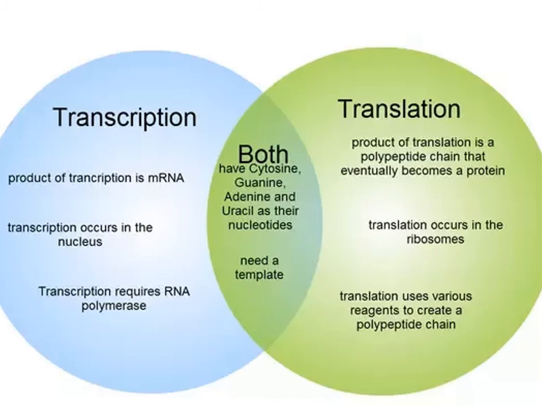Okay, let's go in the middle now. So both cytosine and guanine. Both have cytosine and guanine. Well, that's true. DNA has cytosine and guanine, and RNA has cytosine and guanine. Adenine and uracil as their nucleotides. Well, adenine and uracil are nucleotides for RNA. Adenine and thymine are nucleotides for DNA.